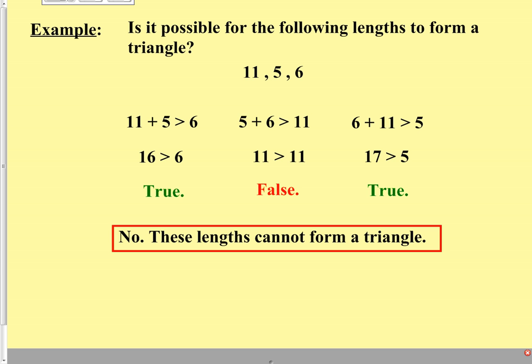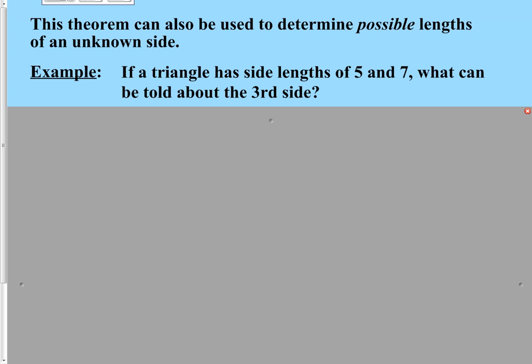Okay, now there is another way that the triangle inequality theorem can be used, and it's a little bit more involved, so let's take a look at it. This theorem can be used to determine possible lengths of an unknown side. Sometimes we will be given two side lengths of a triangle, and then we will be asked what is possible or what do we know about the third side of the triangle.